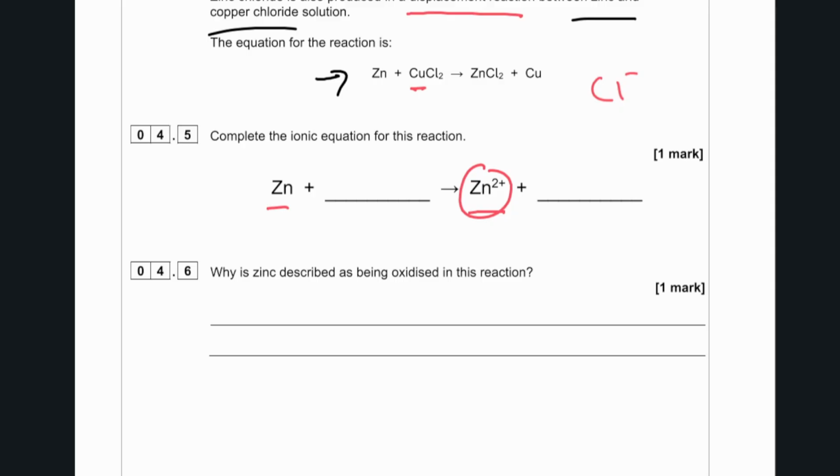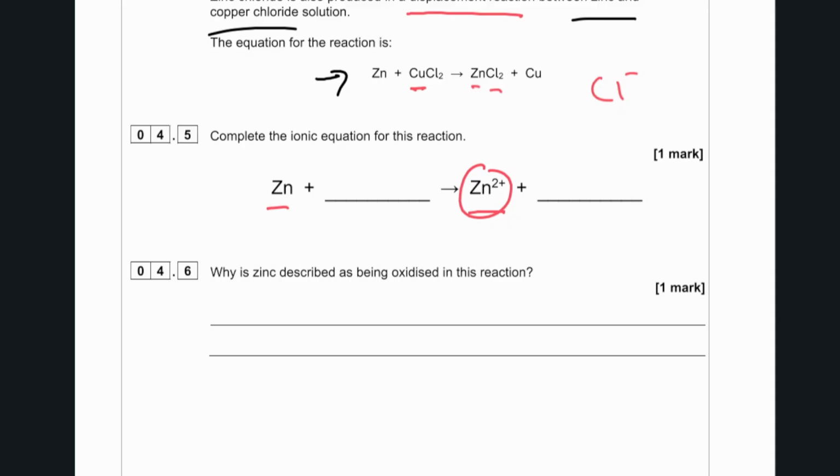How do we know that? Well, there's a couple ways to know that. The easiest way is to look at the periodic table. Chlorine is in group 7, and so when it forms ions, it always gains 1 electron to have that full outer shell. So it's always going to form 1- ions. We can also tell because we've got 1 zinc 2+ ion to 2 chlorine 1- ions. These have to be balanced. So if the zinc is 2+, then each chlorine has to be 1-. So that's a couple ways to know.